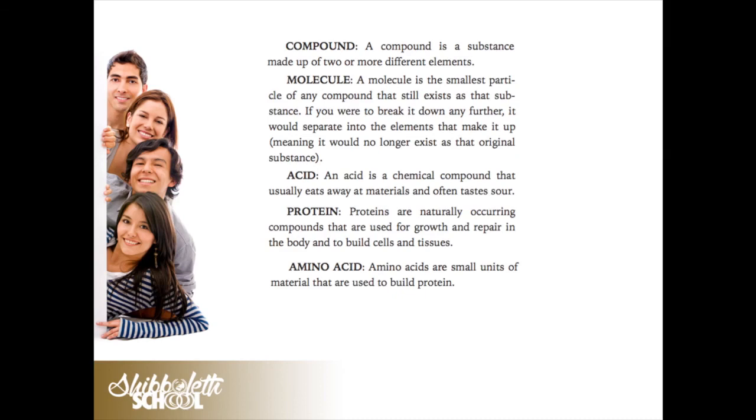Amino acid. Amino acids are small units of material that are used to build a protein. Gas. A gas is a substance that is an air-like form, not solid or liquid.